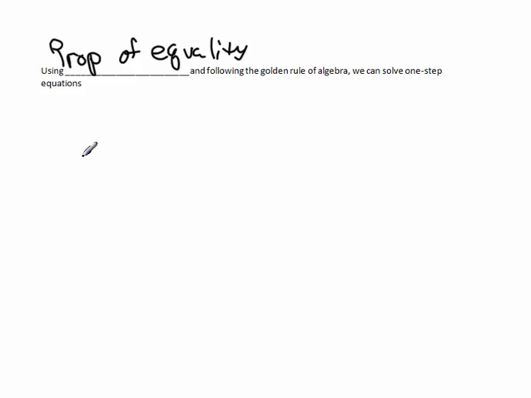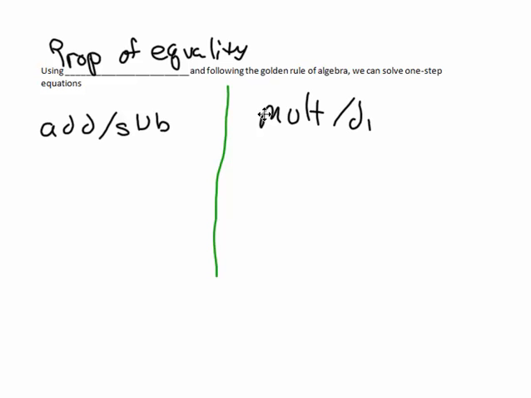And the properties of equality can be broken down pretty simply. We have the addition and the subtraction properties, and we also have the multiplication and division. Now with addition and subtraction, there's almost no restriction. You can add and subtract any number you want. As long as you add and subtract the same number to both sides, it's okay.